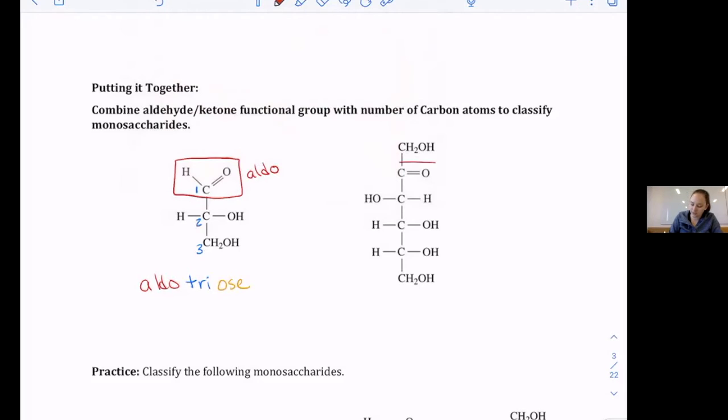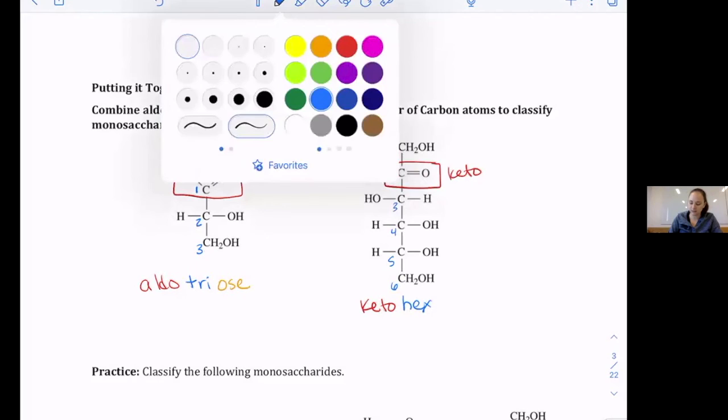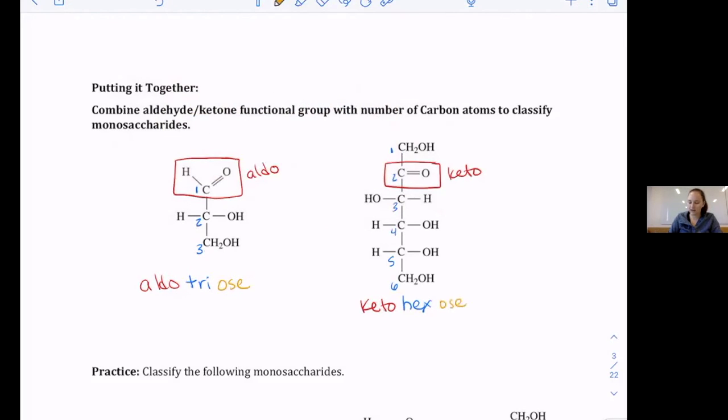Let's try another one. I'm going to put a square around my functional group, and that's a keto. Write keto first, and then we're going to number our carbon chain all the way down: 1, 2, 3, 4, 5, 6. Keto, hex, meaning 6, and then ose at the end to show that it's a sugar. So a ketohexose is the total classification of this kind of sugar.